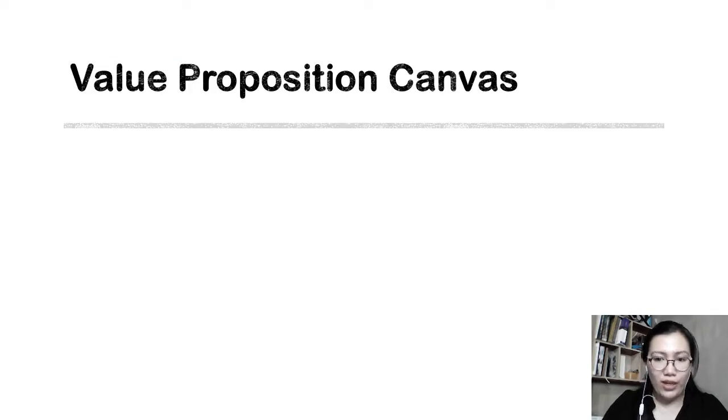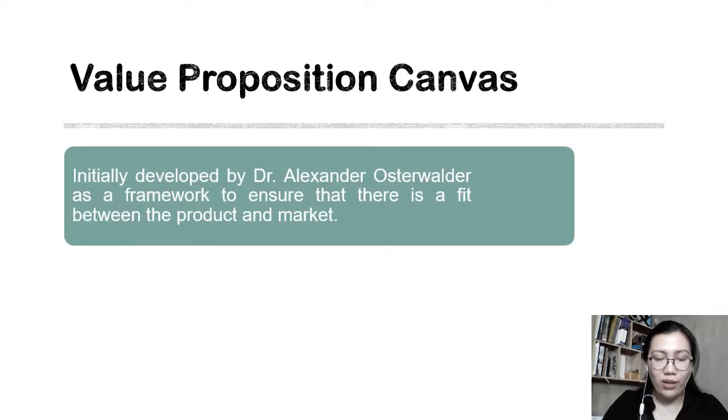Value Proposition Canvas. It was initially developed by Dr. Alexander Osterwalder as a framework to ensure that there is a fit between the product and the market. So it is a detailed look at the relationship between two parts, which are the customer segments and the value proposition. The Value Proposition Canvas can be used when there is a need to refine an existing product or service offering, or where a new offering is being developed from scratch.